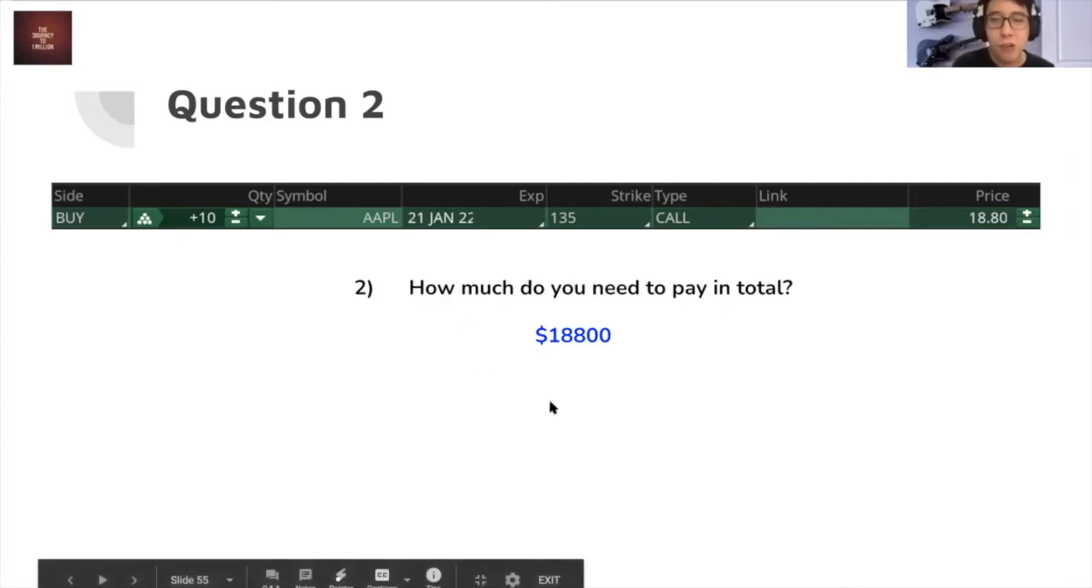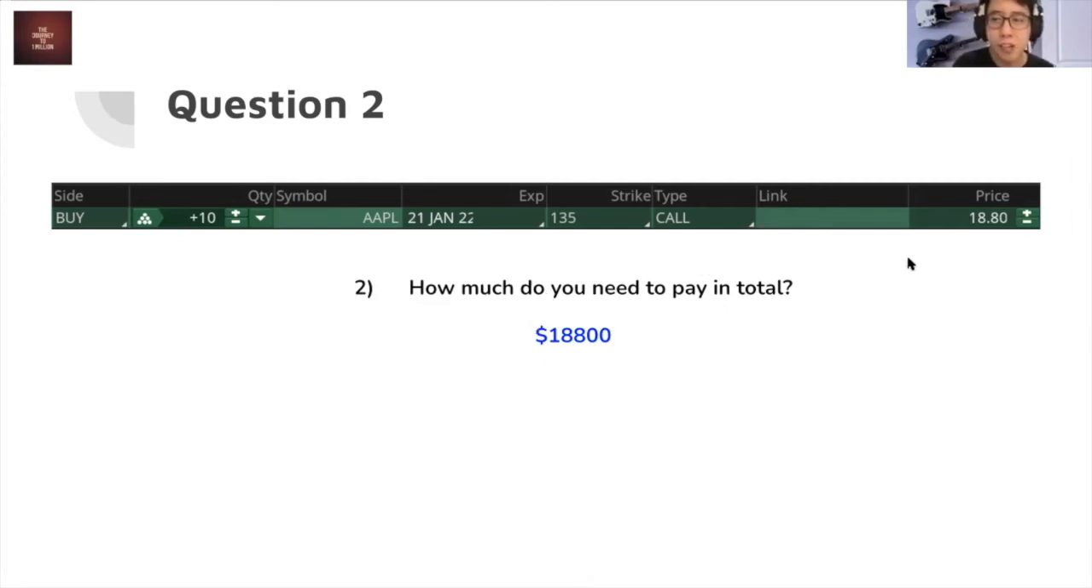So how do you arrive at this amount? It's actually by looking at the price. This is showing the price per contract per share. So one contract actually has 100 shares, so you need to multiply by 100. So you get 1,880. And in this order, there are actually 10 contracts, so you multiply by 10 to get 18,800.